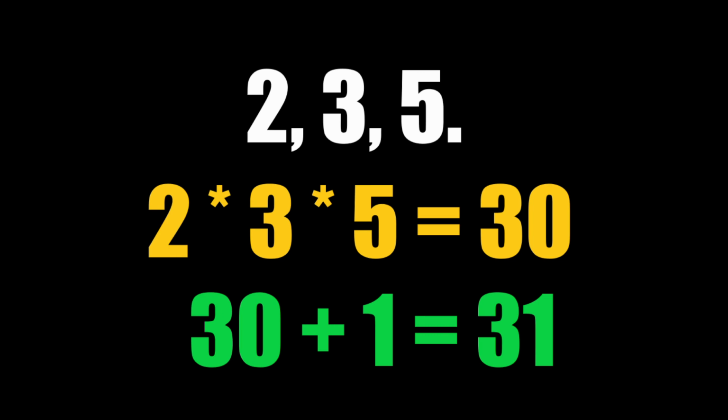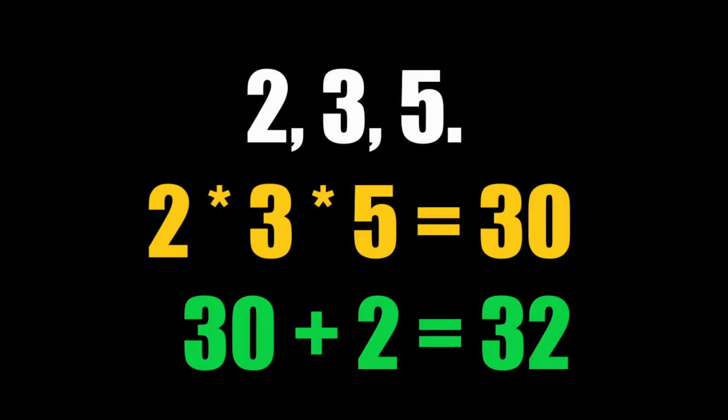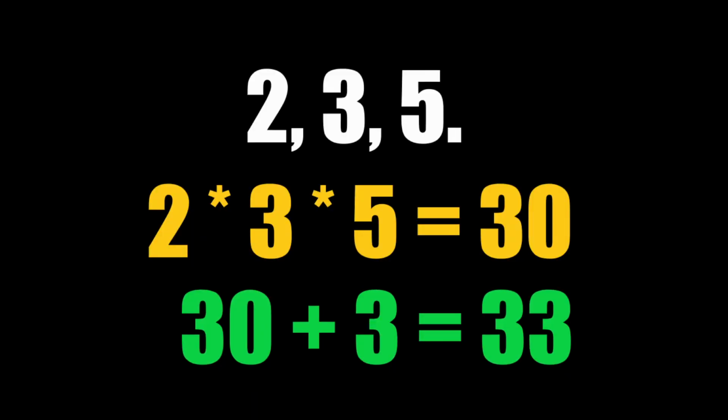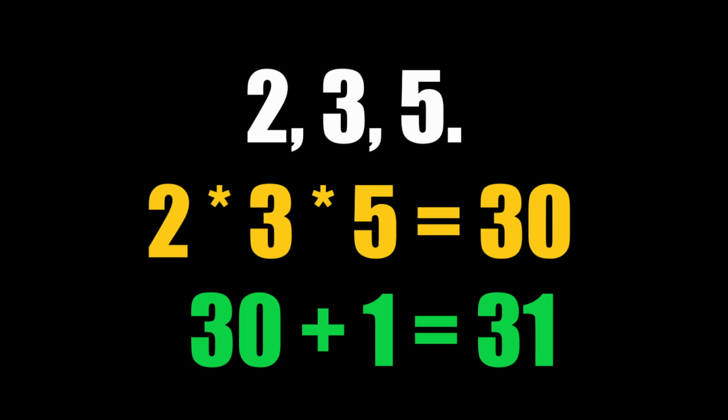So the thing about 31 is it's right next to a number that has factors 2, 3, and 5. And because you've just added 1, it's not a multiple of 2, it's not a multiple of 3, it's not a multiple of 5. If you added 2, it would be a multiple of 2. If you added 3, it would be a multiple of 3. And if you added 5, it would be a multiple of 5. But 31, because you've added just 1, is not a multiple of 2, 3, or 5.